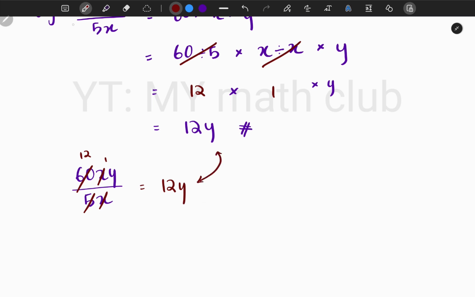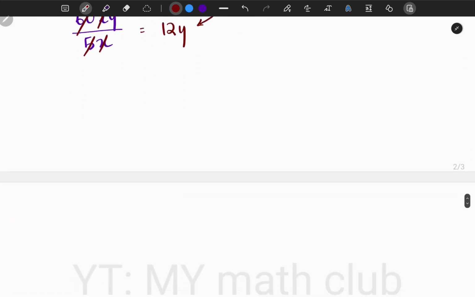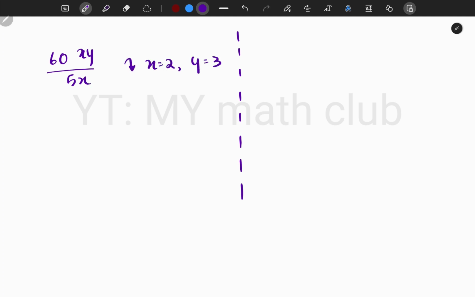Okay, so let's try to prove the concept again, and we are going to substitute the variables with a number for the unsimplified and simplified expression. So for 60xy over 5x, let's substitute x as 2 and y as 3. That means that we will find ourselves 60 times 2 times 3 divided by 5 times 2, which equals 360 over 10 equals 36.